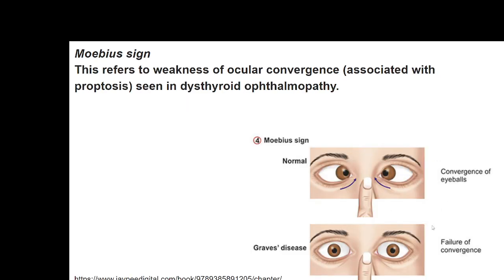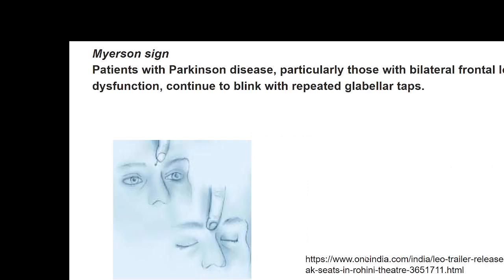Then Möbius sign refers to a weakness of ocular convergence. Like in a normal person, when you ask the patient to focus on an object which is close by, you bring a finger from the distance and bring it close to the eyes, there will be a convergence. Eyeballs will move towards the medial side. But in patients with ophthalmic malfunction, particularly this is seen in thyroid abnormality like Graves' disease, the focusing is not possible. The eyeballs would not converge. The patient is able to see, but the eyeballs would not converge.